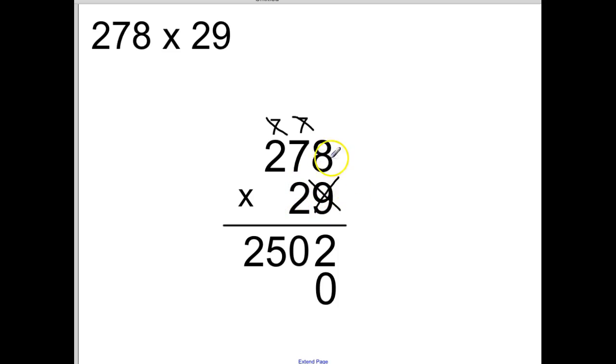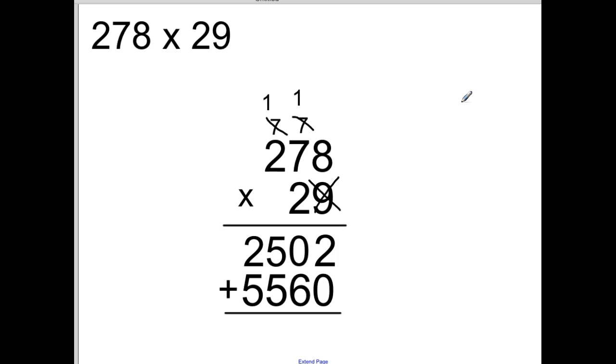So now I'm going to do 2 times 278. 2 times 8 is 16. Bring up the 1. 2 times 7 is 14, plus 1 is 15. So 5 goes down, 1 goes up. 2 times 2 is 4, plus 1 is 5. And then I'm going to add them together.